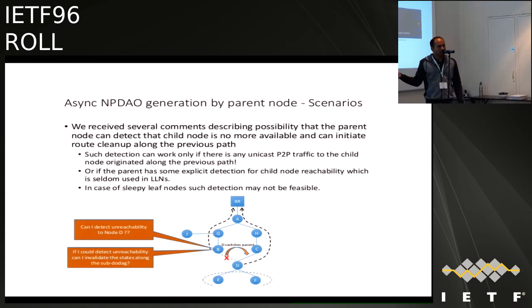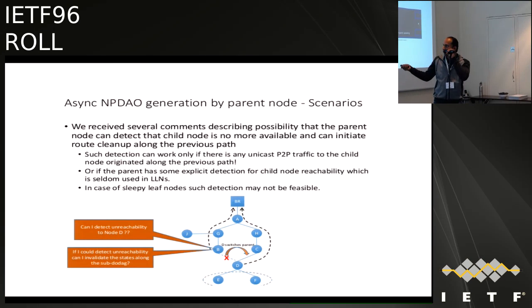So this particular slide gives three scenarios where the detection works. Let's say, for example, there is P2P traffic from node J to D or E or F for that matter, then node B would be able to detect that there is a link failure here, because obviously it will try to route the packet from B to D and it will fail.